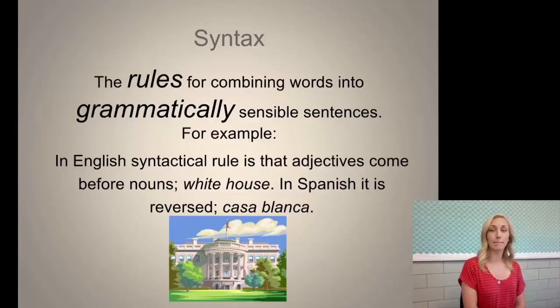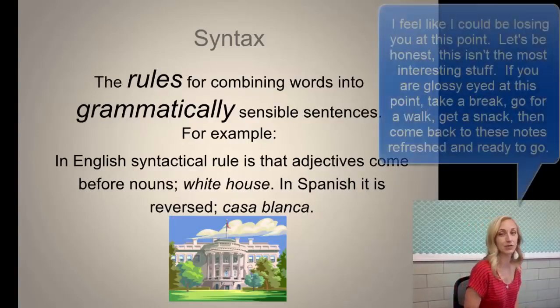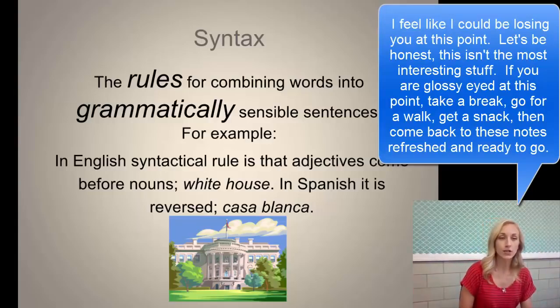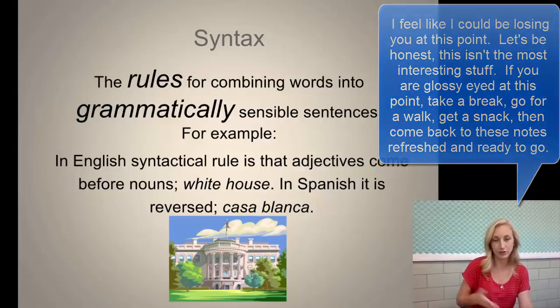Syntax is the rules for combining words into grammatically sensible sentences. This is like the order of words in a sentence. So in English, a syntactical rule is that adjectives come before nouns. We say white house, whereas in Spanish and most other languages you say casa blanca, you say house white.